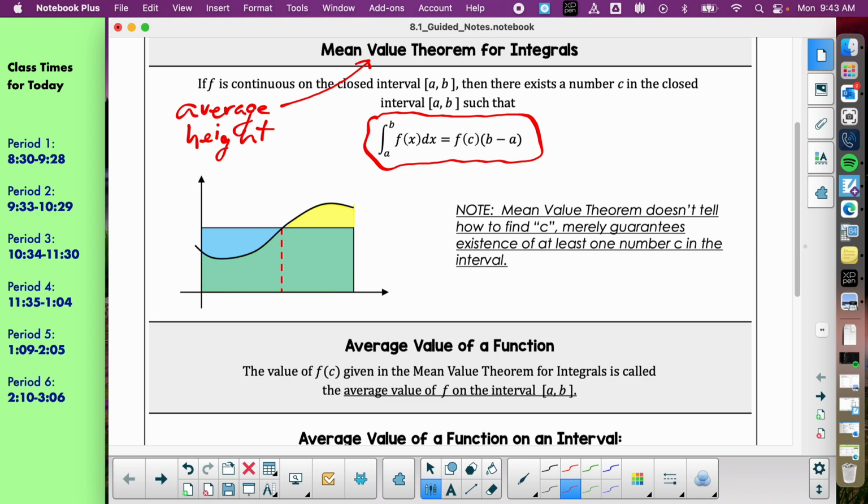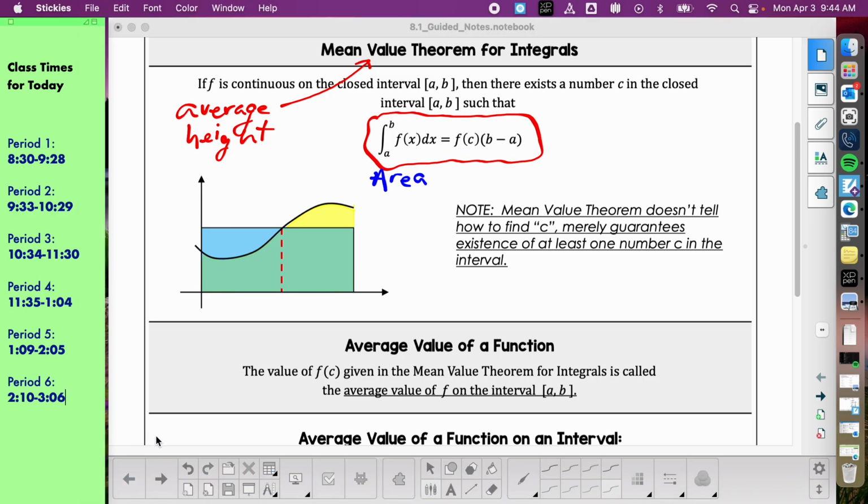What does the integral from a to b of f of x dx represent if you're looking at a picture? The height? No. The area, there we go. Absolutely, I know I just mentioned height, yes. So the integral represents the area if you're looking at a picture.